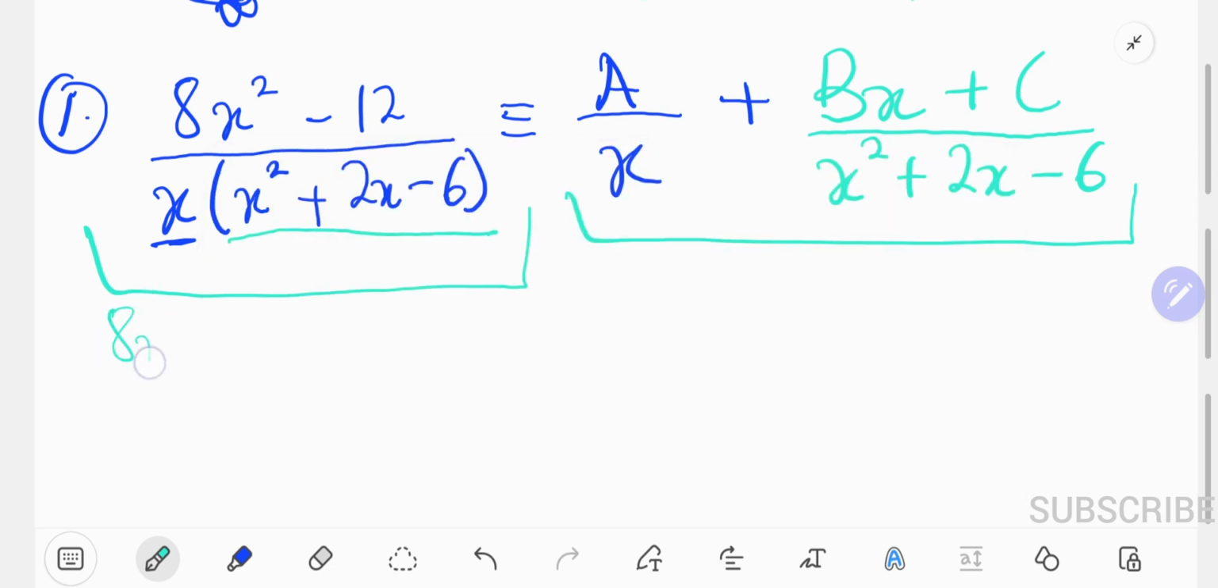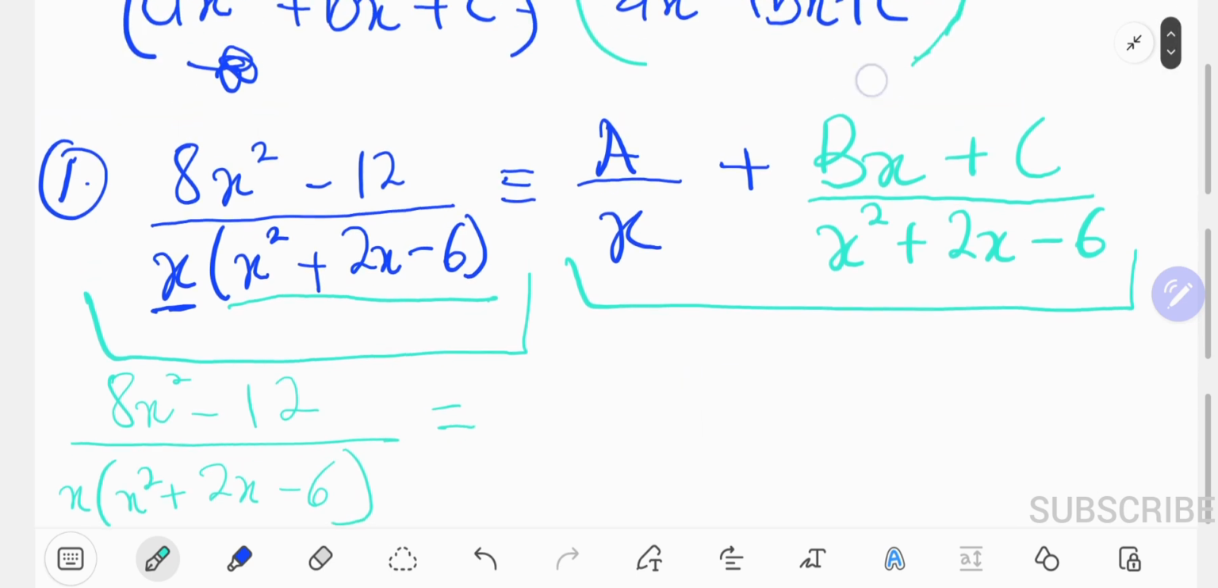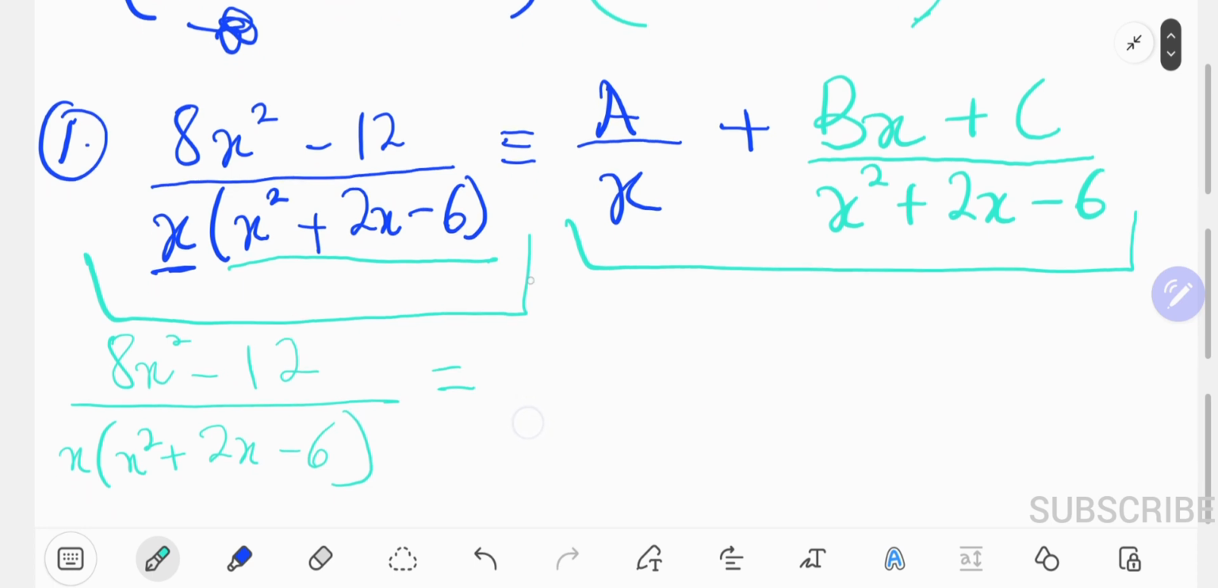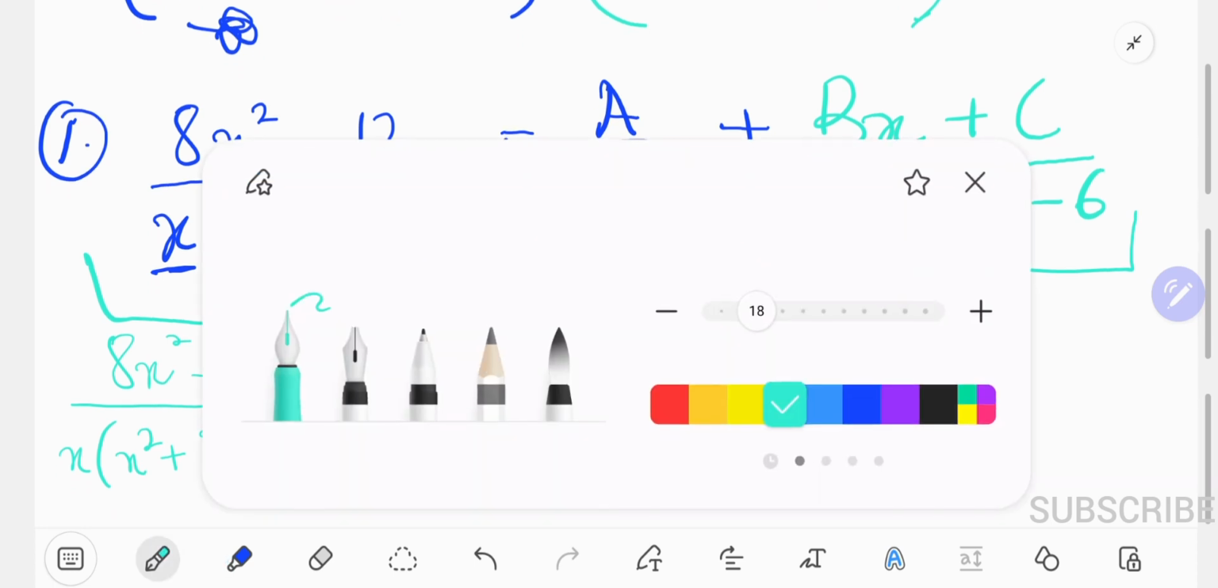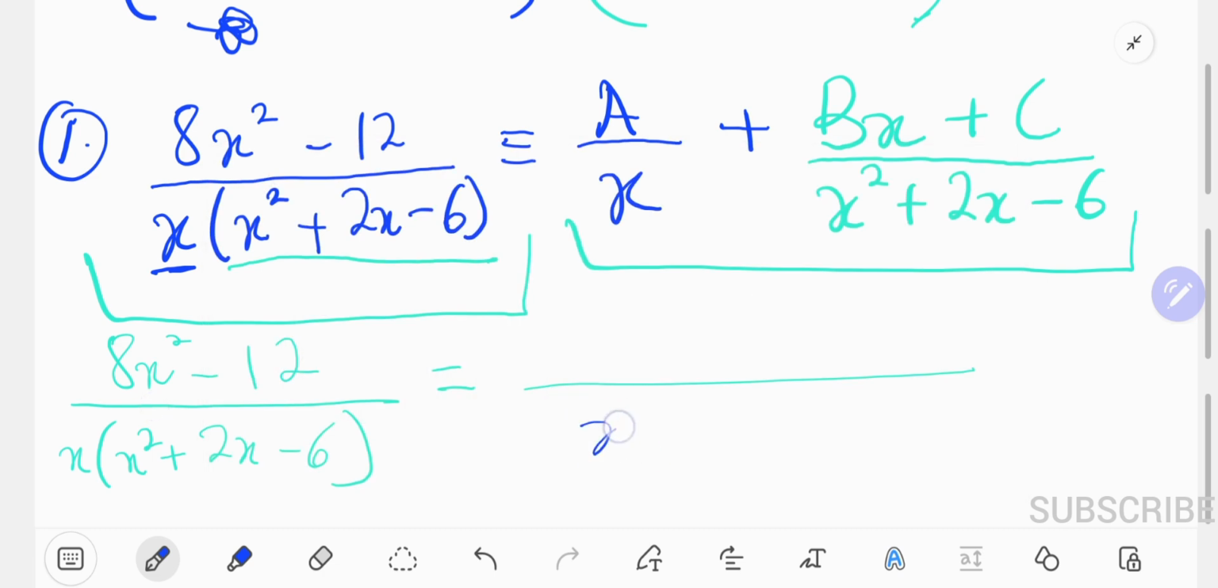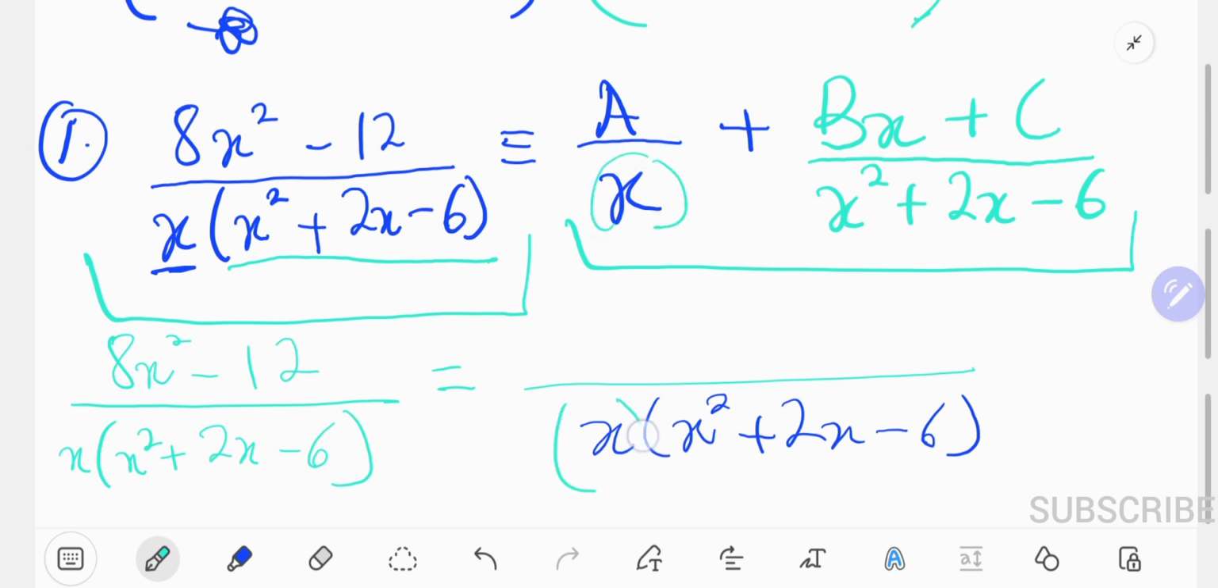We are going to get 8x squared minus 12 all over x in one bracket, x squared plus 2x minus 6. You can just use an equal sign. So we are combining the expression at the right hand side, so they will have a common denominator, x, then x squared plus 2x minus 6. This is a common denominator, right? Then the numerator will be, so this x right here will cancel out this x, then you multiply it with the remaining expression, right?